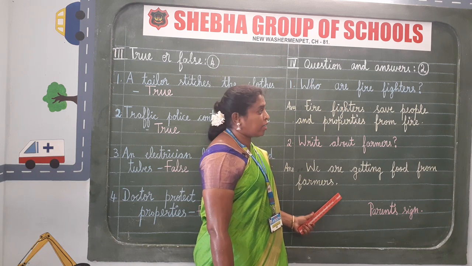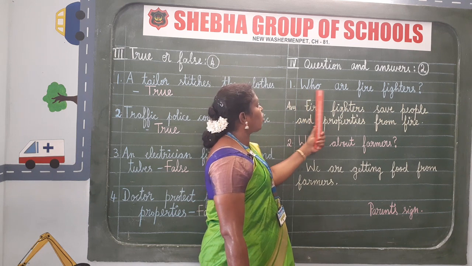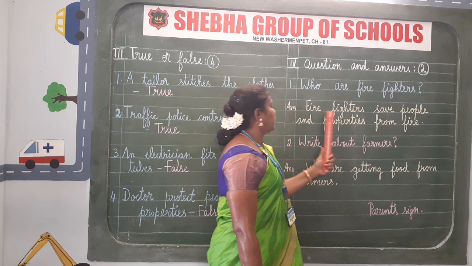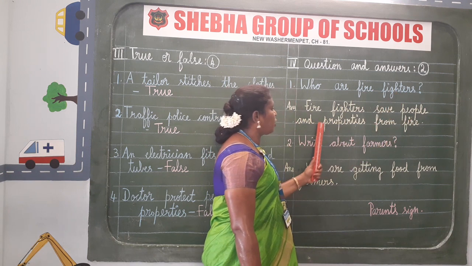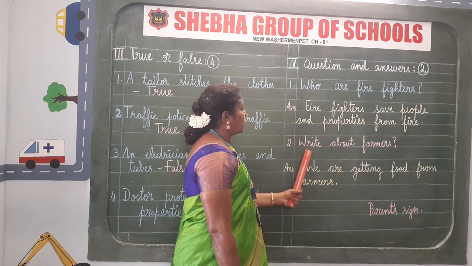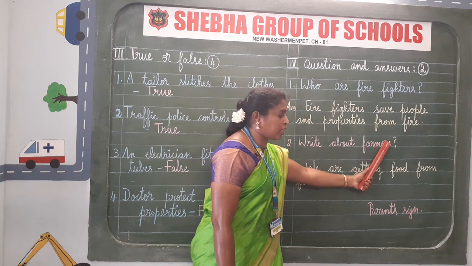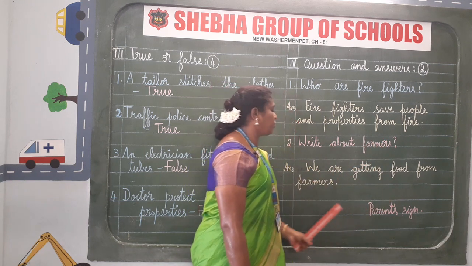Okay, children. Now, once again, let me read the question and answers. Number one, who are firefighters? Answer, firefighters save people and properties from fire. Number two, write about farmers. Answer, we are getting food from farmers.